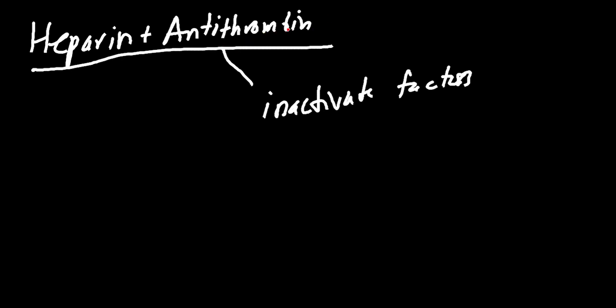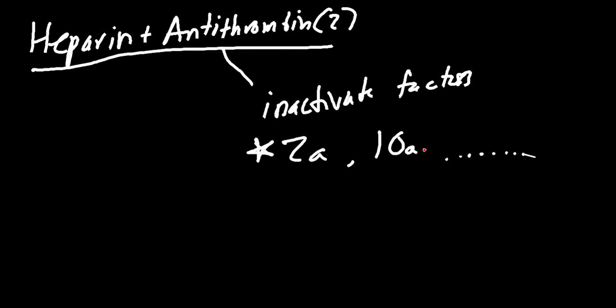Thrombin is also known as factor 2. Okay, so that's where its name comes from. It's going to inactivate factor 2A. It's also going to inactivate some other things like 10A. However, these are the two I want to start with: factor 2A and 10A. These are the two main ones. So that's antithrombin function. What does heparin do?